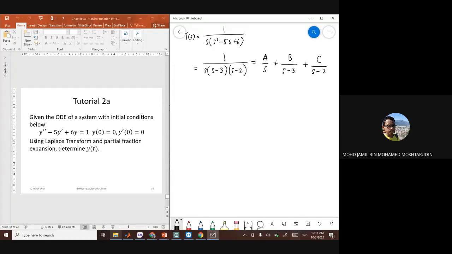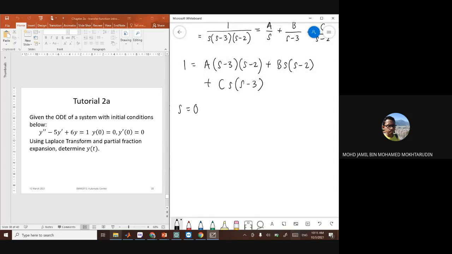So you need to do the methods that are given in the slides, or you can use your own method. I prefer the other method, which is you equate the numerator. So 1 equals A times (s minus 3)(s minus 2) plus B times s(s minus 2) plus C times s(s minus 3). From here, assume s equals 0. Then you get 1 equals A times minus 3 times minus 2. So A equals 1 over 6.